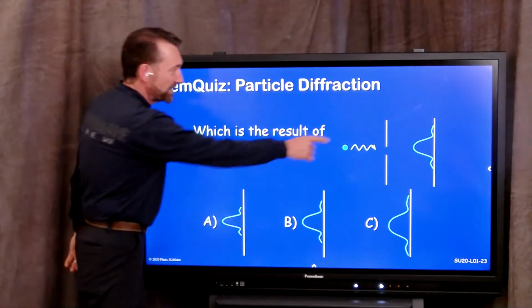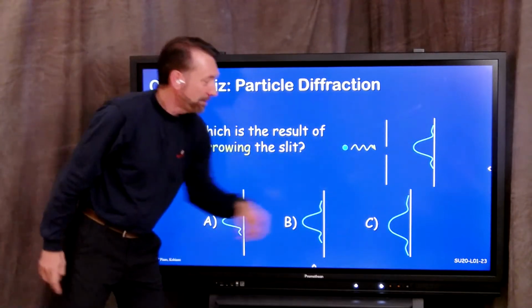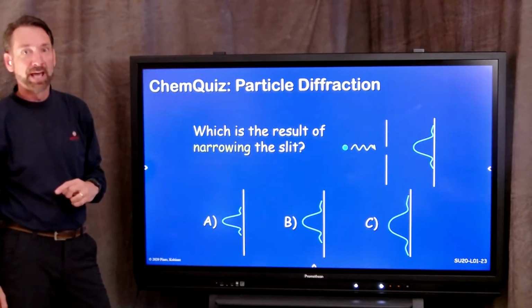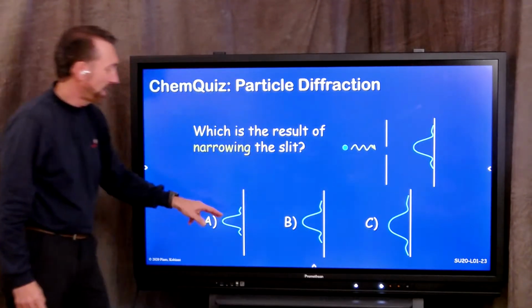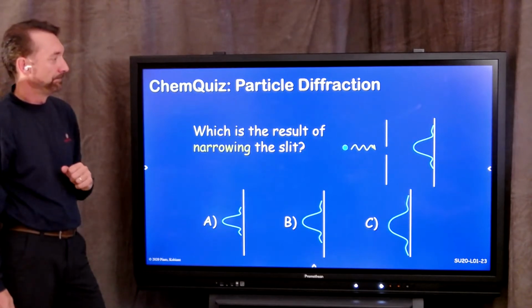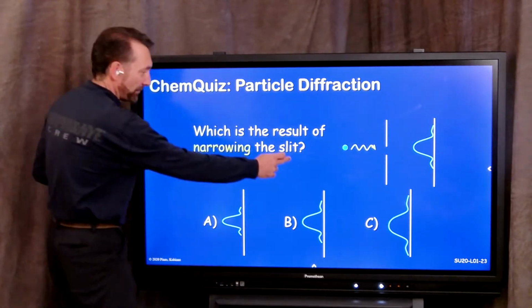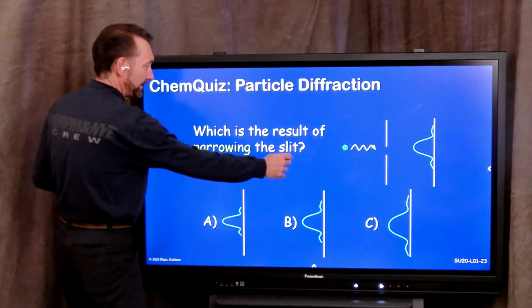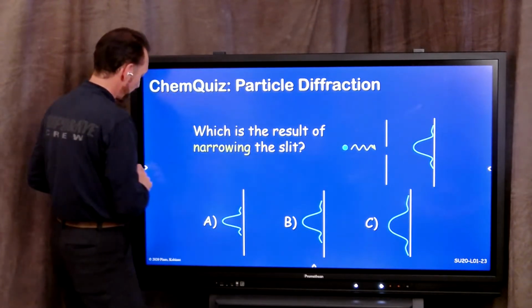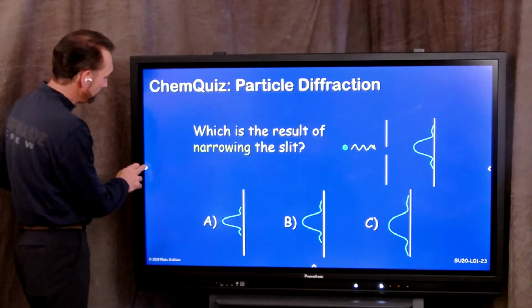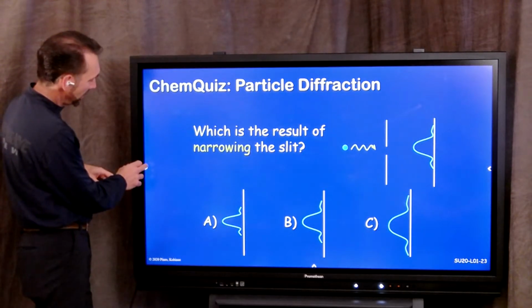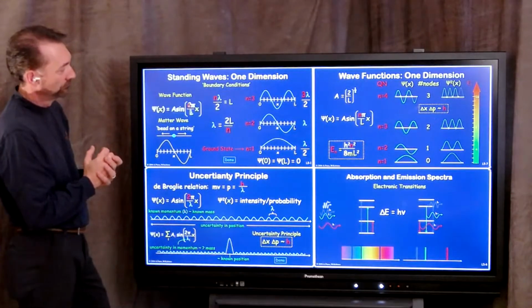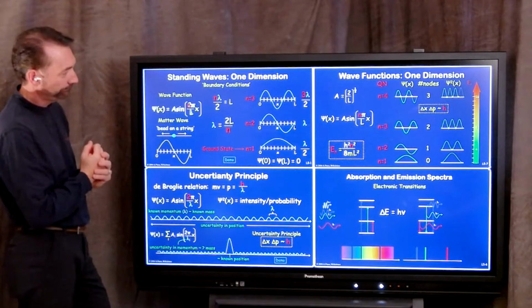The question is, if I narrow the slit, what happens to that diffraction pattern? Does it stay the same? Does it spread out? Does it get more narrow? So think about that for a second. Actually, go ahead and talk about it amongst yourselves for a minute and see if you're making that connection. I'll just go to the group of 4.